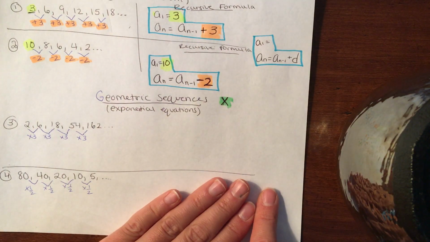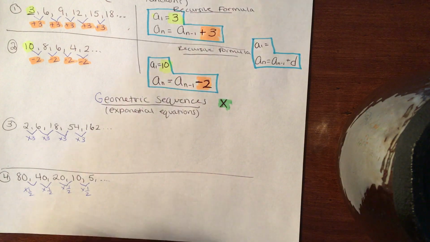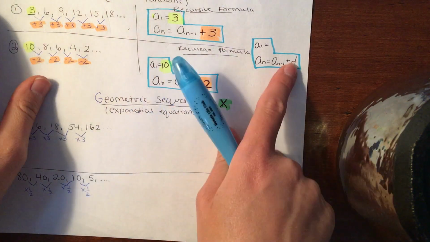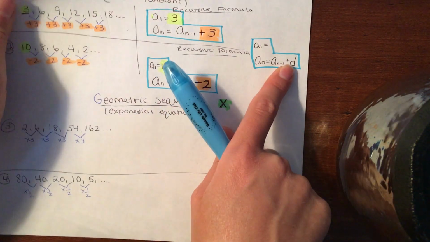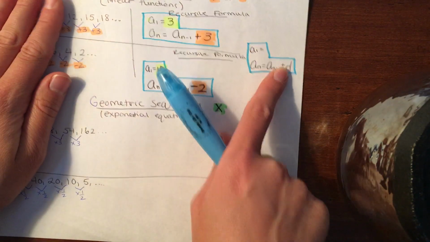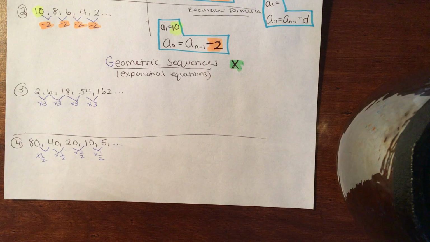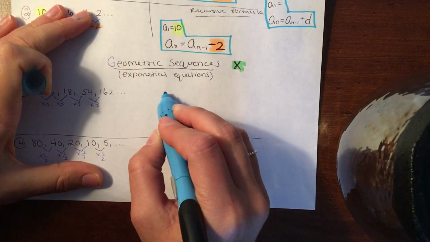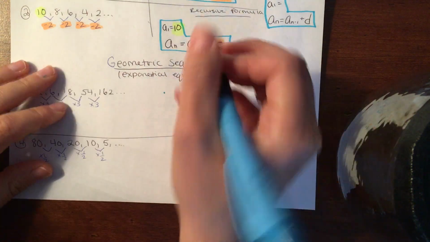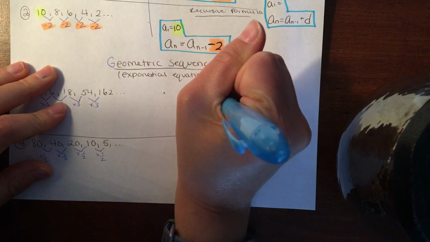The nice thing is that geometric looks almost identical, except for what we do. Instead of our D, we're going to use our common ratio, and instead of adding, we're multiplying it. So I'm going to show you that right now down here. So again, I'm going to draw my little L. So why don't you go ahead and write recursive formula so that you have this.